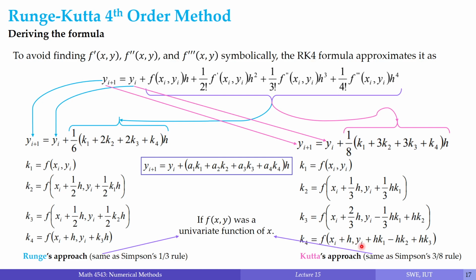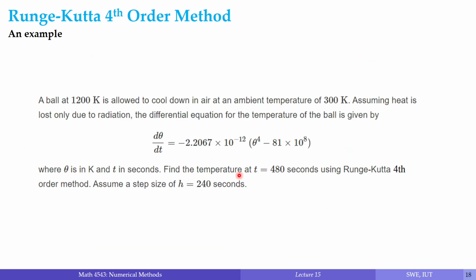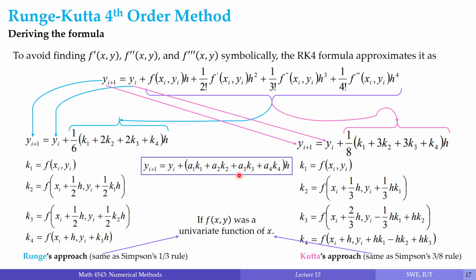Now that we have these coordinates, we can say the functional value of the bivariate function at this particular coordinate is my fourth slope, which is k4. When we have this k1, k2, k3, and k4 for both Runge's approach and Kutta's approach, we can plug them into our final formula, a compact version of the RK4 method formula, which is something like this. Fine. So let's try to do that and see.